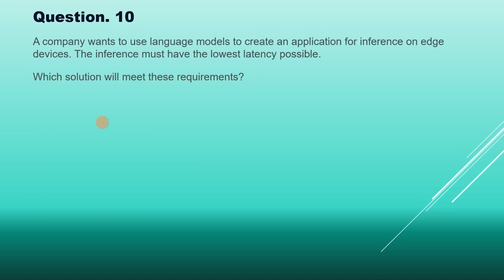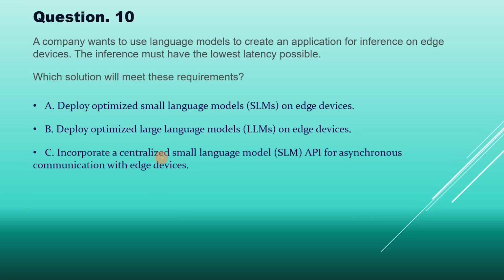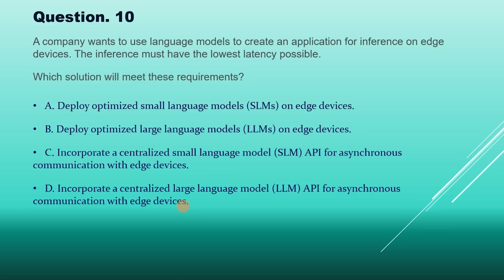Now question number 10. A company wants to use a language model to create an application for inference on edge devices. The inference must have the lowest latency possible. Which solution will meet these requirements? And here are the options. Option A, deploy optimized small language models on edge devices. Option B, deploy optimized large language models on edge devices. Option C, incorporate a centralized small language model API for asynchronous communication with edge devices. Option D, incorporate a centralized large language model API for asynchronous communication with edge devices.